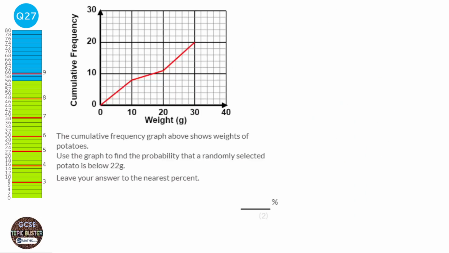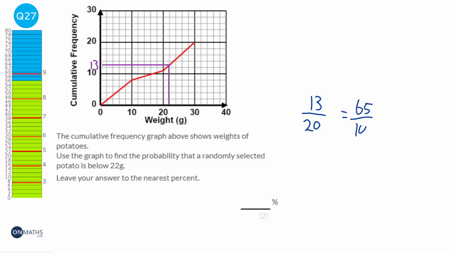So we're going to first of all find out how many potatoes were below 22 grams. So we're going to draw a line up at 22 and a line across, and that is 13. So there are 13 potatoes below 22 grams. And so to work out the probability of picking one below 22 grams, it's the amount that we have below that weight, over the total amount of potatoes, which will be 20. So it'd be 13 over 20, which is equal to 65 over 100, so that would be 65%.